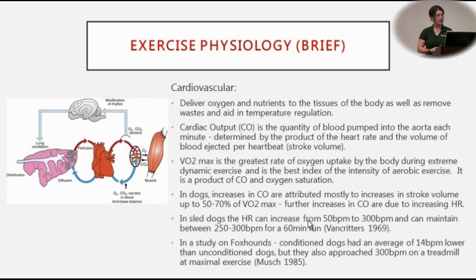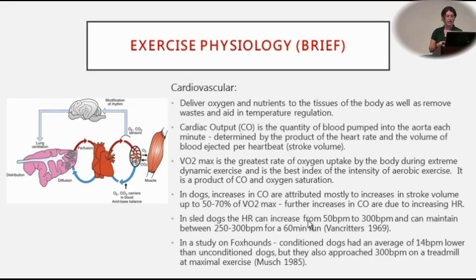Cardiovascular exercise physiology. This is the delivery of oxygen and nutrients to the body, as well as the removal of waste. And one thing that we often forget about is temperature regulation. The cardiac output is the quantity of blood pumped into the aorta each minute, and it's determined by the product of the heart rate and the volume of blood ejected per heartbeat, or the stroke volume.